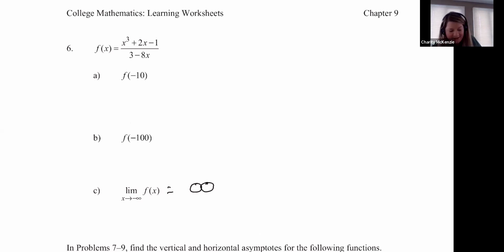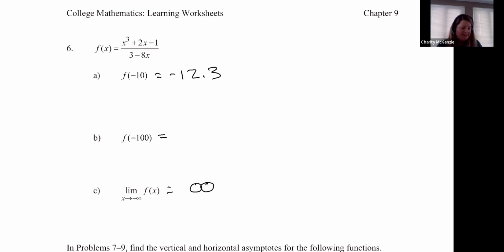So get out my calculator again for this first one. All right, so I'm going to have -10 to the third plus 2 times -10 minus 1. I'm just going to hit enter and then divide that by 3 minus 8 times -10. And I get negative 12.3 on this one.